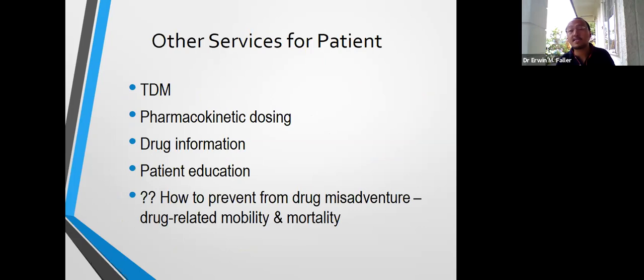Now, moving on, there are also other services for that particular patient. We may adopt therapeutic drug monitoring, pharmacokinetic dosing, drug information, and patient education, and we'll be able to assess how to prevent drug misadventure, drug-related morbidity and mortality. We'll be able to contribute as pharmacists not only in terms of the quality of life, but also in terms of drug-related problems.